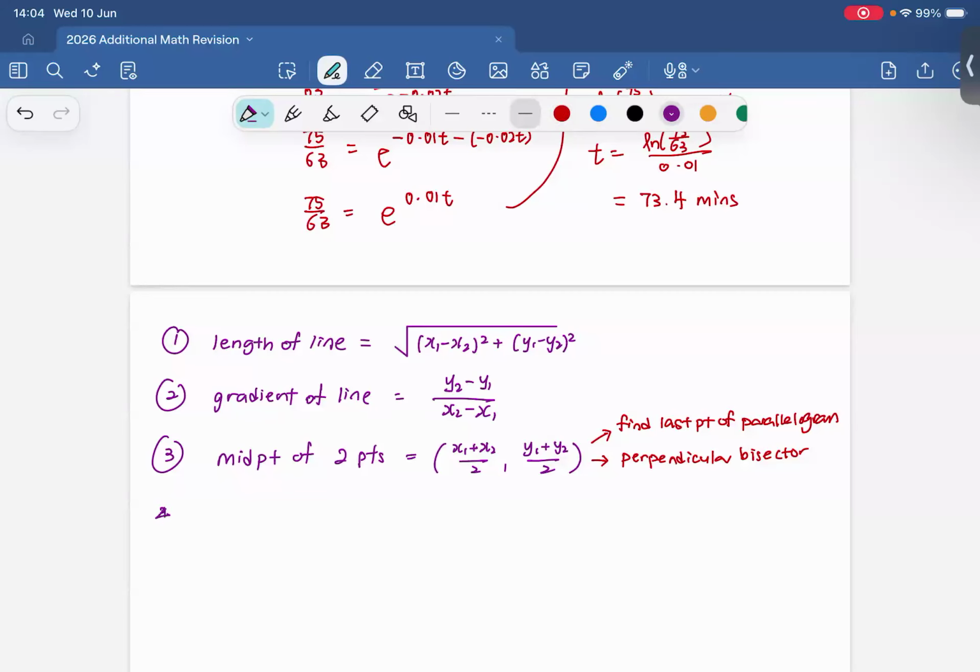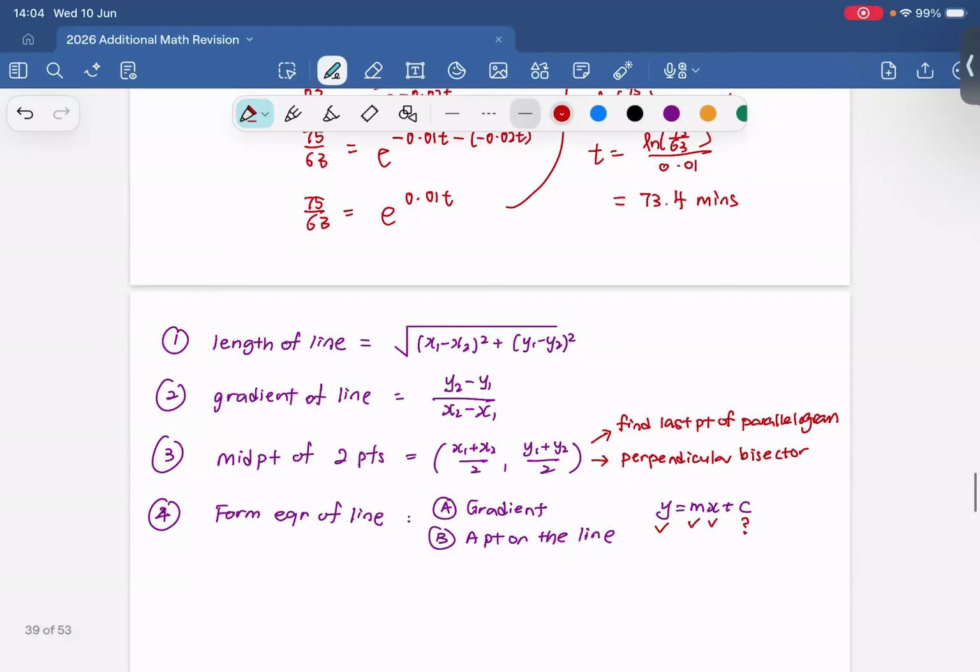Okay, fourth thing, you need to know how to form the equation of a line. To form the equation of a line, what are the two things you need? First, you need the gradient. Secondly, you need a point on the line. You will put into your y, put into your m, put into your x, to find your c.